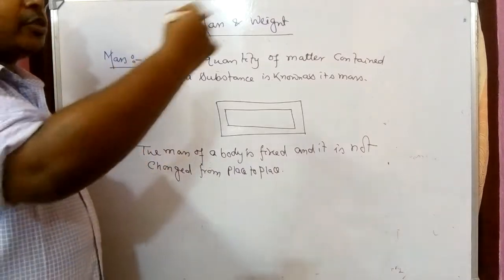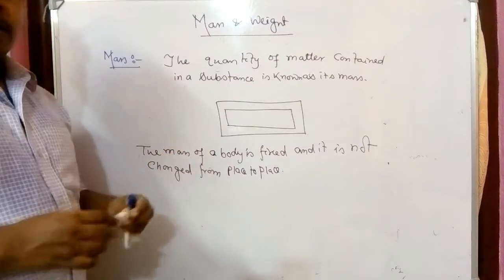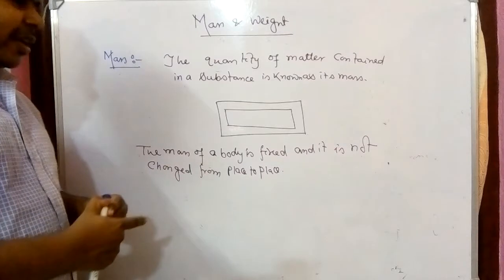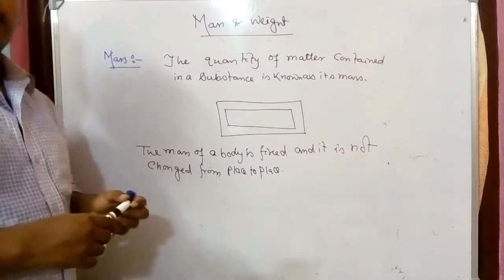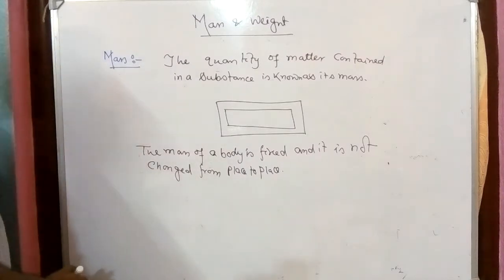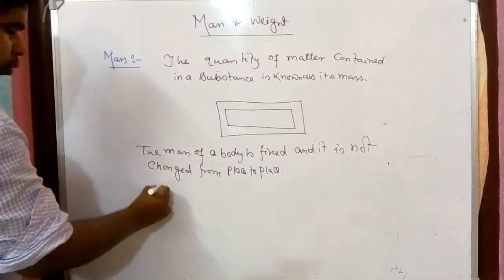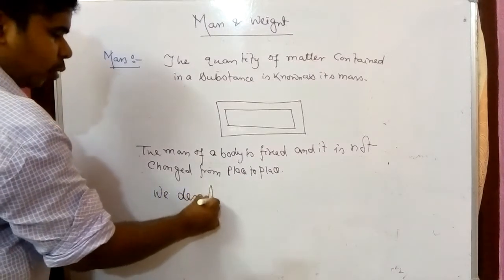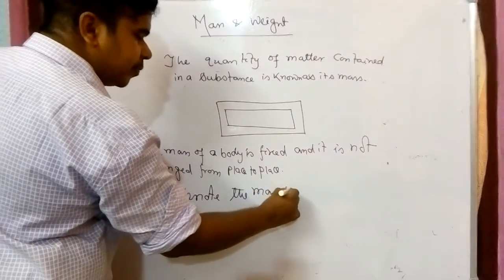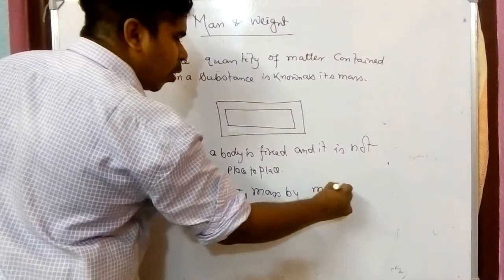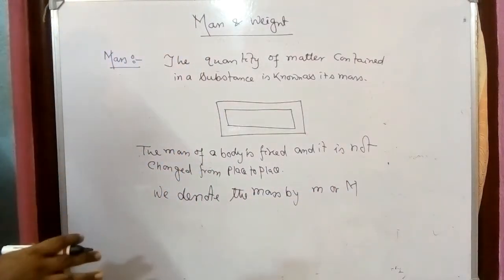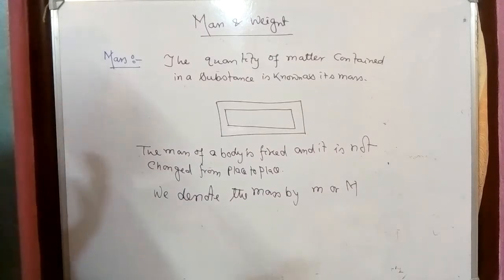If you take it from one place to another, it will still be a brick. It will not become a rasgulla that you can eat. As it is a brick, it will not vary. The mass of the brick is also not varied. Next, how do we denote mass? We generally denote mass by small m or capital M, which we have seen earlier also.